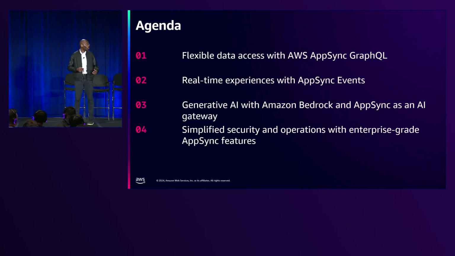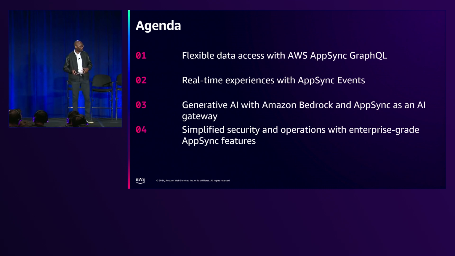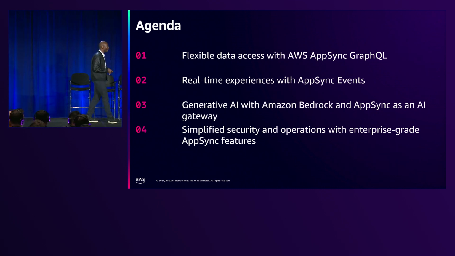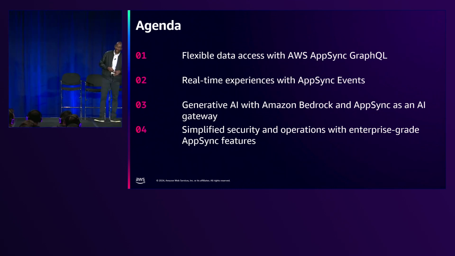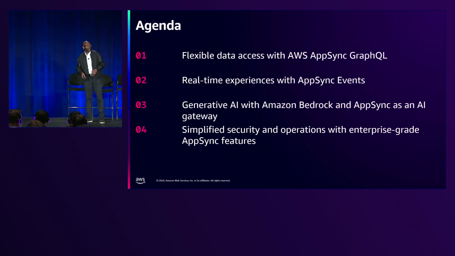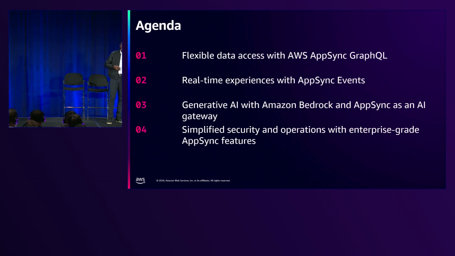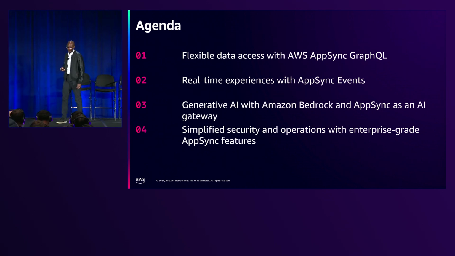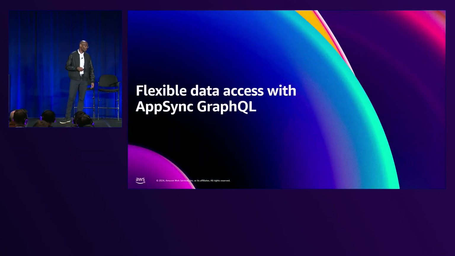So for our agenda, we're going to look at a couple of things. We're going to talk about flexible data access with AWS AppSync GraphQL. We're going to talk about real-time events with AppSync Events. We're going to talk a little bit about how you can use AppSync as an AI gateway for your generative AI backends. And then I'm going to spend a little bit of time to talk about all of the security and operational features that we provide that let you do your job easier when it comes to handling and operating your APIs. So let's get started with GraphQL.